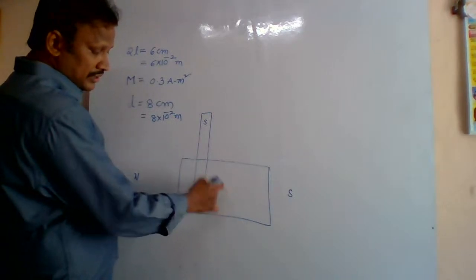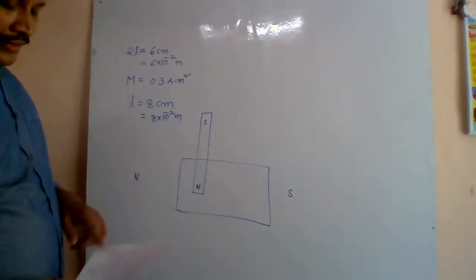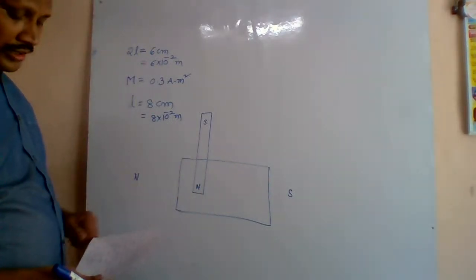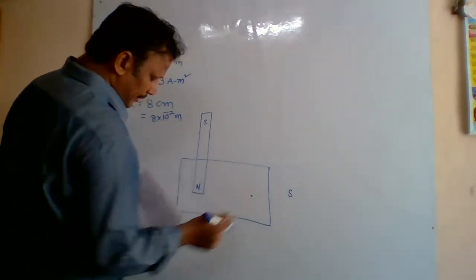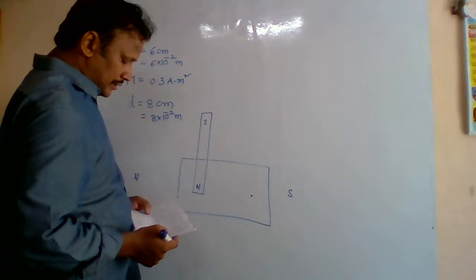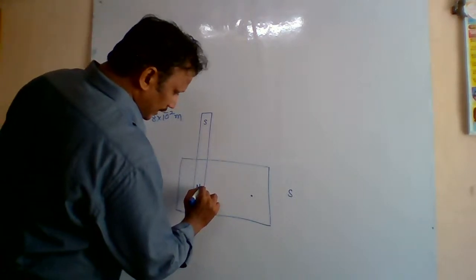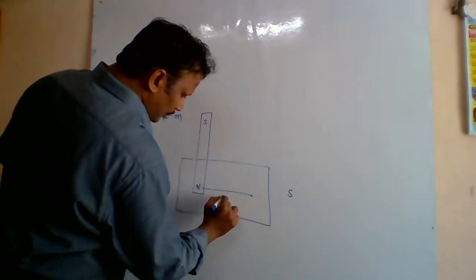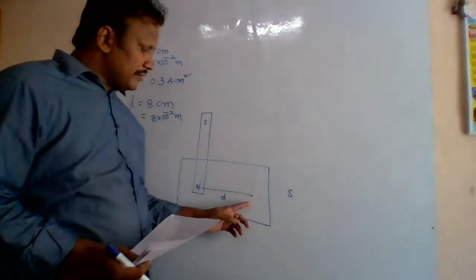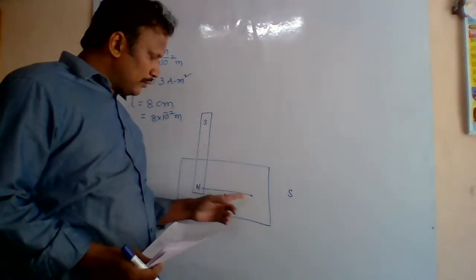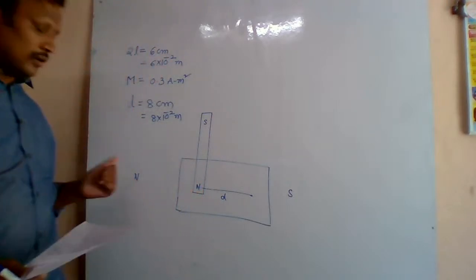So where is the location of a null point towards south? Already mentioned here: if the north pole of the magnet is on the table at a distance of 8 centimeters, then at a distance of 8 centimeters, south of the earth, we will get the null point. From here to here, this is what I am calling d. d is equal to 8 centimeters here. Where is the location of the null point? The north pole is on the table towards geographical south. Suppose the south pole is on the table, towards north we get it.